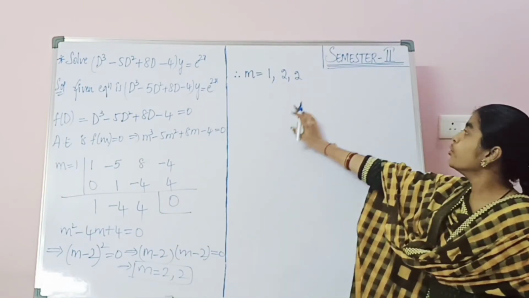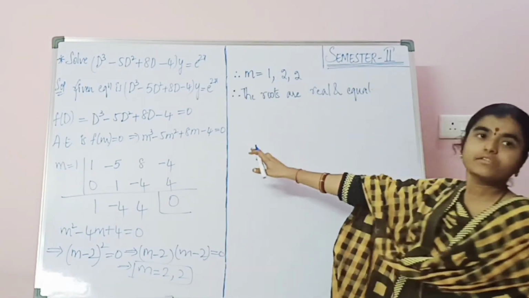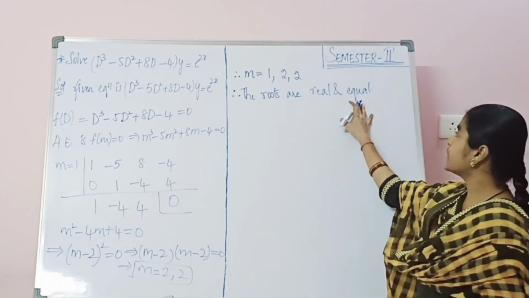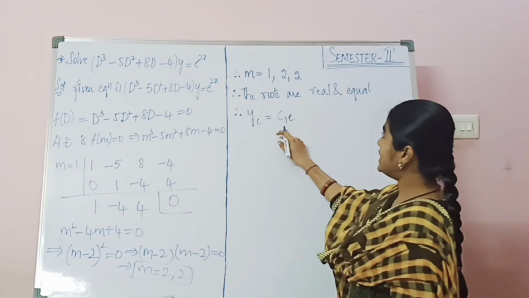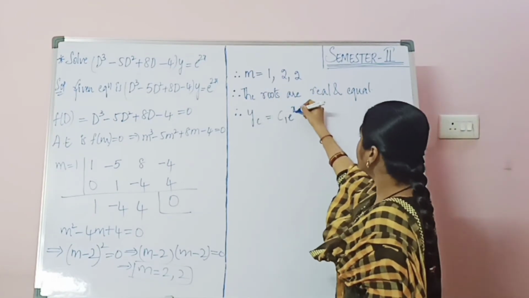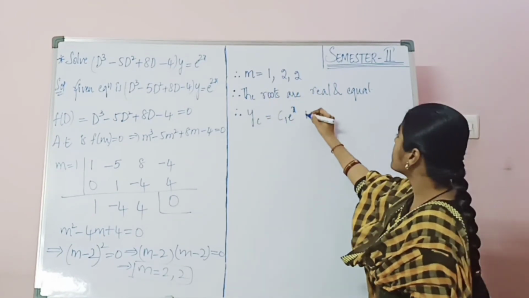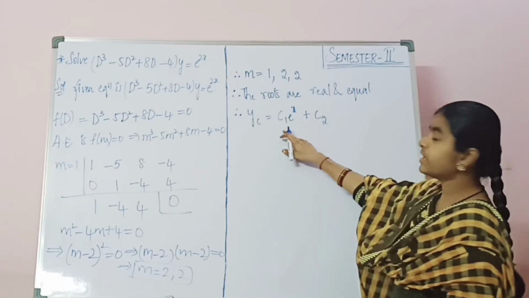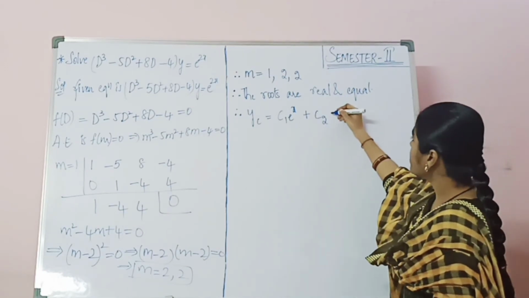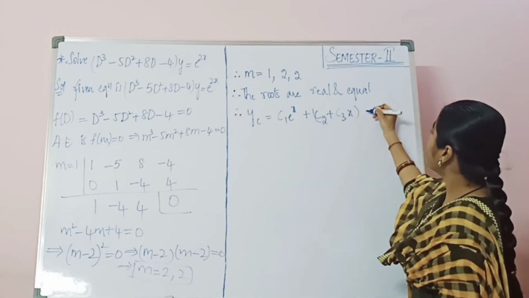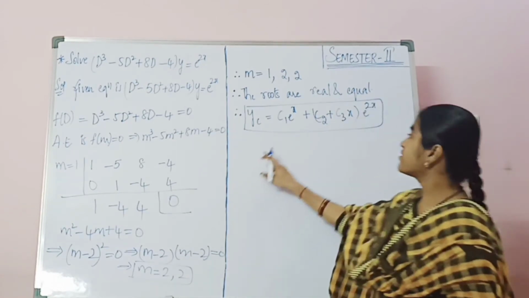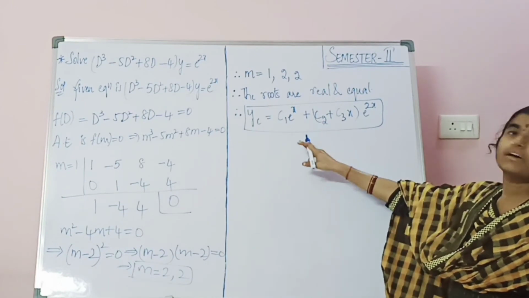So here the roots are equal. Therefore the roots are real and equal. What is the complementary function? Yc equals c1 into e power x, since 1 is a root, plus (c2 plus c3x) into e power 2x. So this is the complementary function when roots are real and equal.